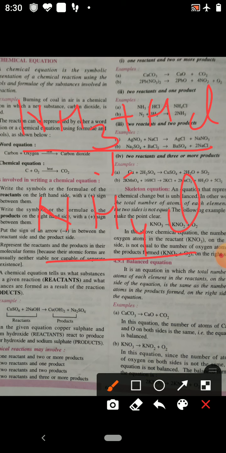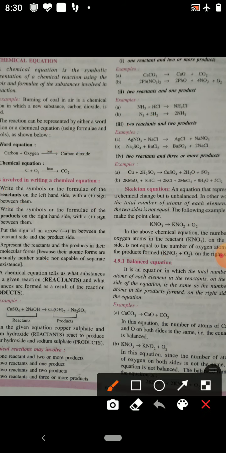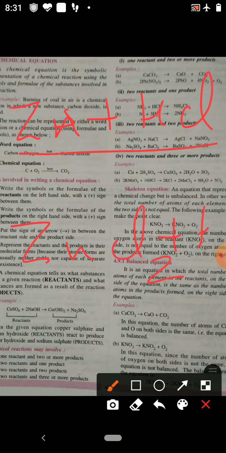Third example is two reactants and two products. Here the reactants are Zn plus HCl. These two are the reactants, so in the equation we write them on the left hand side. Products are zinc chloride and hydrogen. These two are products that we are taking on the right hand side.